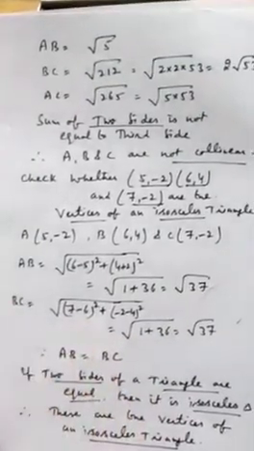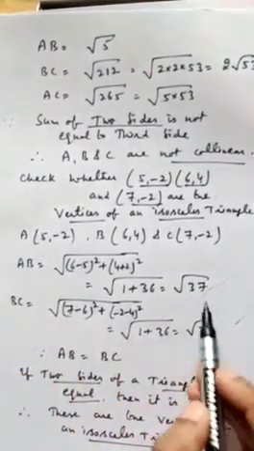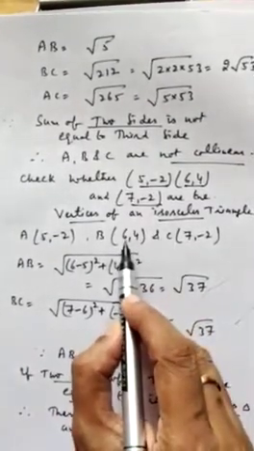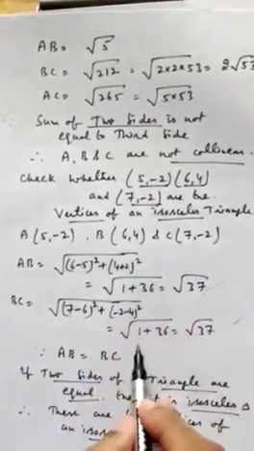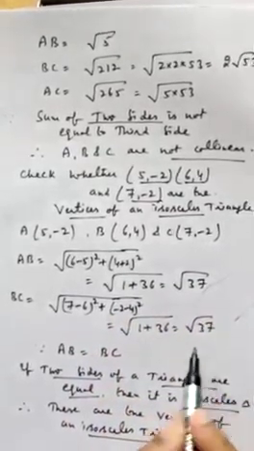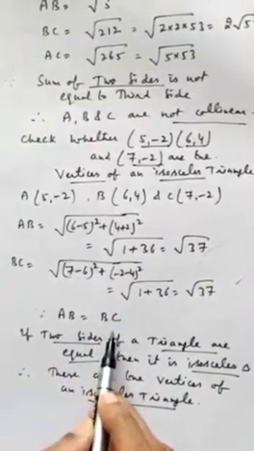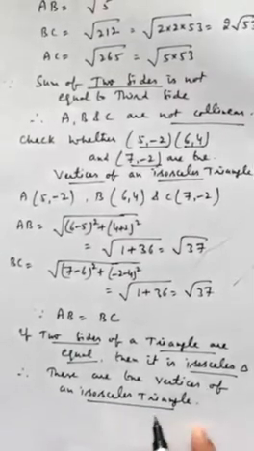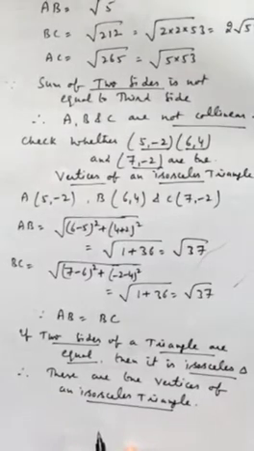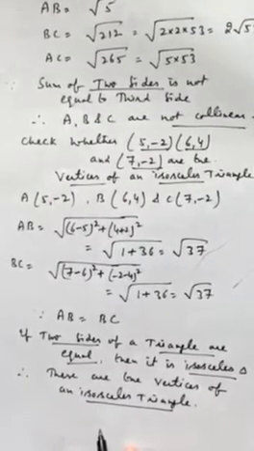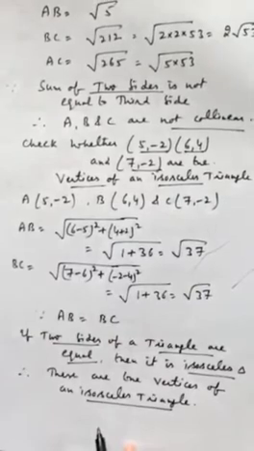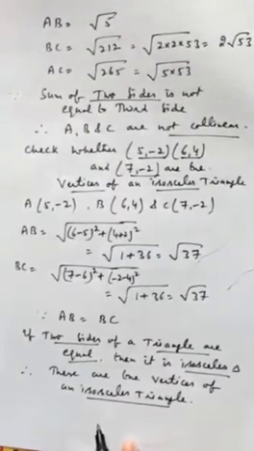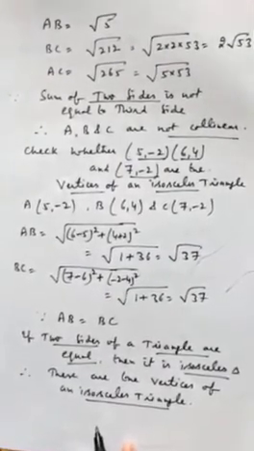By the distance formula, if I find AB, it is root 37. If I find BC, (7 minus 6) whole square plus (minus 2 minus 4) whole square, it is again root 37. Because AB and BC are equal, two sides of the triangle are equal, so it is an isosceles triangle. If we want to check equilateral, for that three sides should be equal. If we want to check a right triangle, for that the square of the longest side should be equal to the sum of squares of the other two sides.